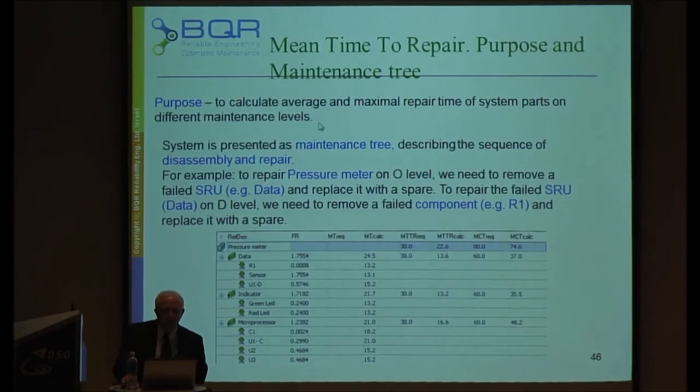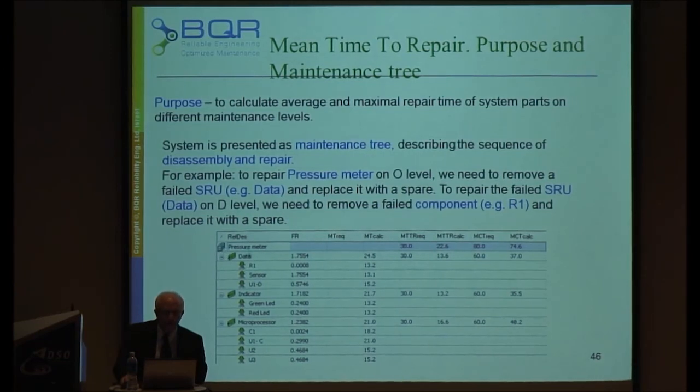So the purpose is to calculate the average and maximal repair time of a system, parts on different maintenance levels. The system is presented as a maintenance tree describing the sequence of disassembly and repair. For example, to repair a pressure meter on O level, in the field, we need to remove a failed SIU, for example, the data card, and replace it with a spare. To repair the failed SIU data on a D level, in the shop, we need to remove the internal components. So we have levels of maintenance.